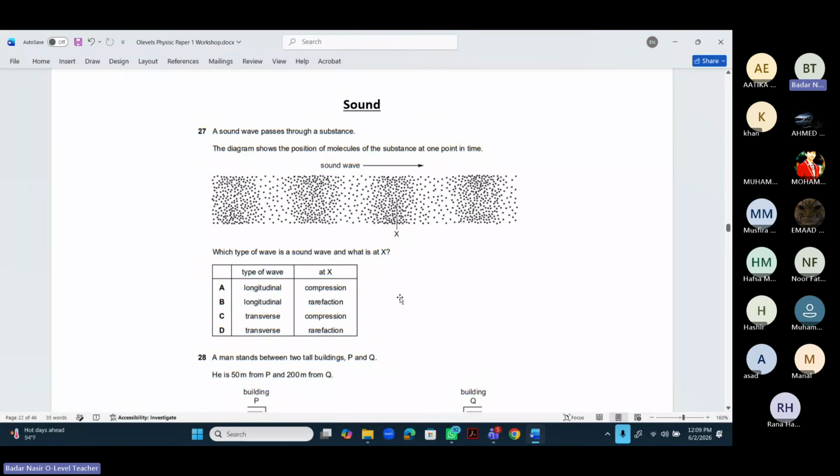नेक्स्ट सेक्शन में भी आप साउंड, a sound wave passes through a substance. The diagram shows the position of molecules of the substance at one point in time. Which type of wave is a sound wave and what is at x? At x we have compression because the particles are denser, they are closely packed together. So x पे we have compression. ठीक है, और टाइप ऑफ वेव, साउंड वेव इज ऑलवेज अ लॉन्गिट्यूडनल वेव, सो 27th का आंसर है A.